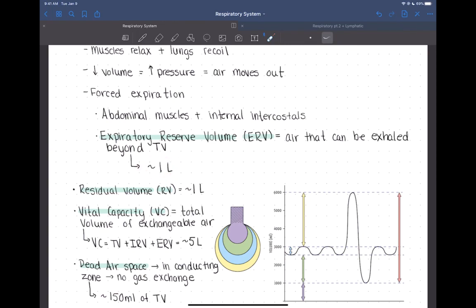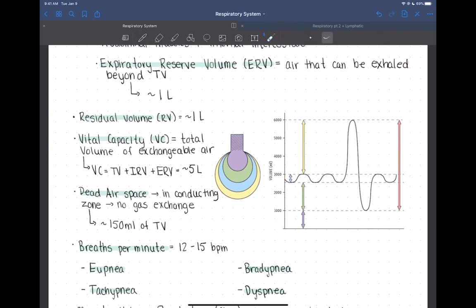All right. Let's look at this graph really quick and point out where some of those volumes we just talked about are. With this graph, on the y-axis we're looking at volume in milliliters, the volume in the lungs. And off here to the left is a depiction of an alveolus.